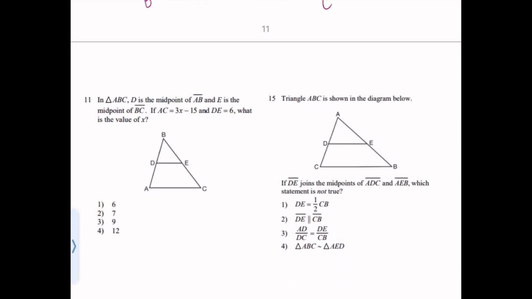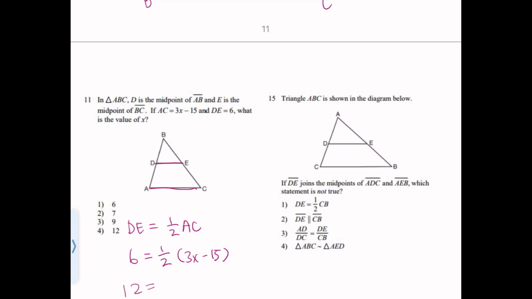In triangle ABC, D is the midpoint of line AB and E is the midpoint of BC. If AC equals 3x minus 15 and DE equals 6, what is the value of x? So DE is the mid-segment and AC is the third side. We know that DE is equal to 1/2 of AC, and DE is 6 and AC is 3x minus 15. So all we need to do is just solve for x.